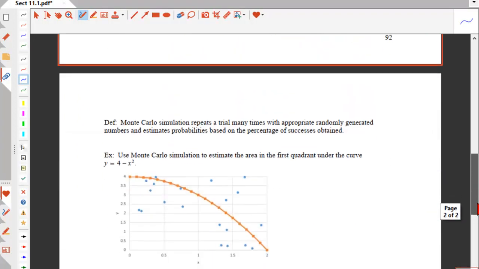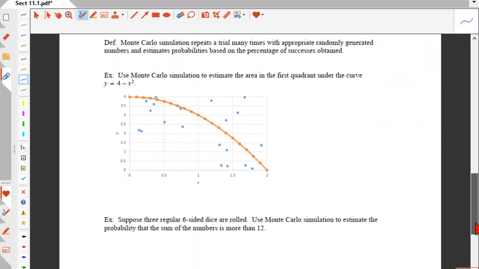Let's do an example now that illustrates what Monte Carlo simulation is and why it works. So here's kind of a definition. We'll call something Monte Carlo if it consists of repeating a trial many times with random numbers and then counting the number of successes that we obtain and using some sort of proportionality. Let's look at an example.